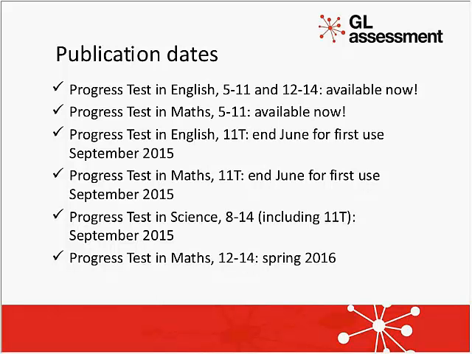In the September also will be the progress test in science at all its levels, 8 to 14, including the transition element, and that will be available September 2015. The only element that is slightly more distant is the secondary element of the progress test in maths, which is due in the spring of next year, spring 2016.